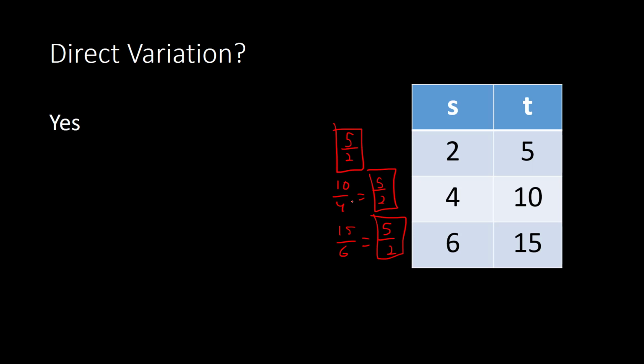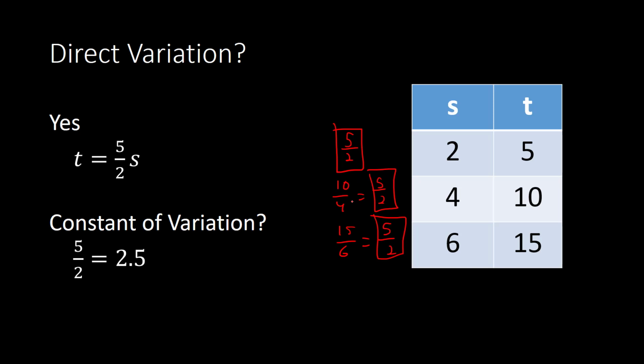Okay, here's another example. Same thing, 5 divided by 2, 10 divided by 4, which reduces to 5/2, then 15 over 6, which reduces to 5/2. So notice each time is the same, 5/2. So therefore, yes, it is directly proportional. The relationship would be take 5/2 times s to get t, or t equals 5/2 times s. And the constant of variation would be the 5/2 or 2.5.